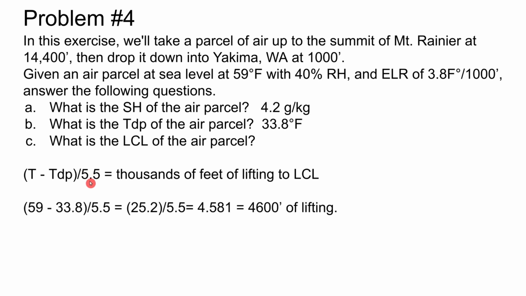We plug that in. 59 minus 33.8 is 25.2. 25.2 divided by 5.5 is 4.581. Remember, the units are thousands of feet, so that's 4.5 thousand feet. 4.581, the 1 doesn't help the rounding. We just ignore the 1. The 8 rounds, because the 8 is more than 5, we add 1 to the 5, so we get 4.6. 4.6 is 4.6 thousand feet, which is 4,600 feet. So the LCL is 4,600 feet.